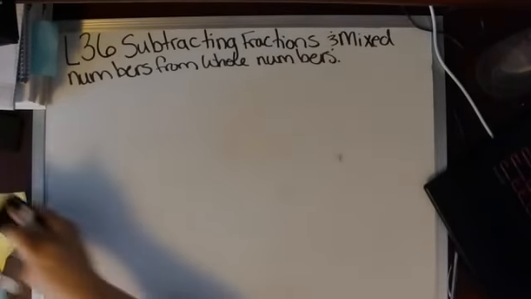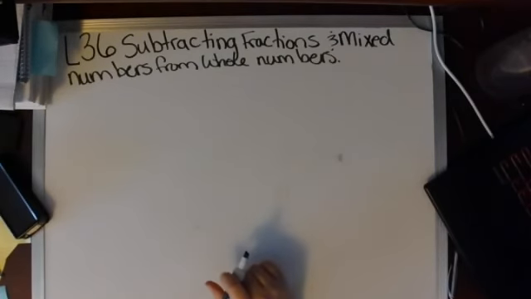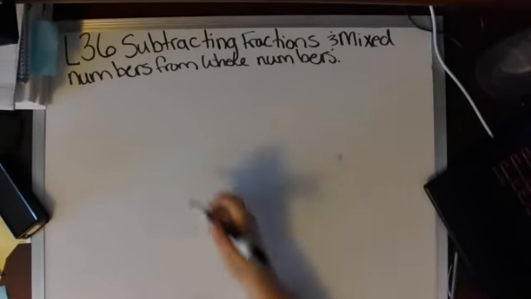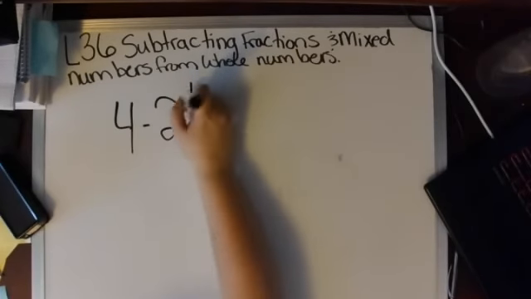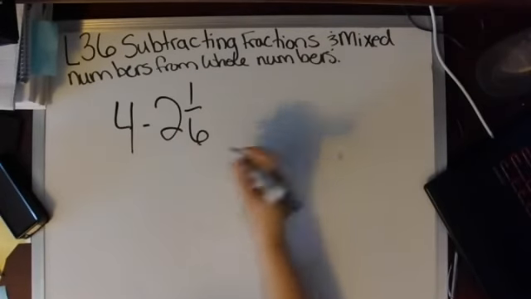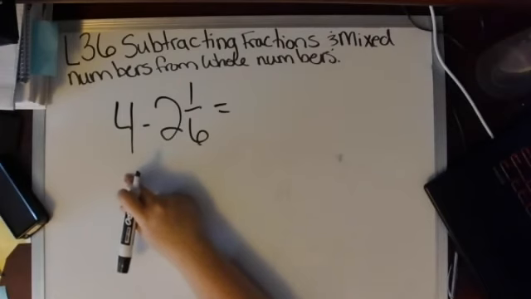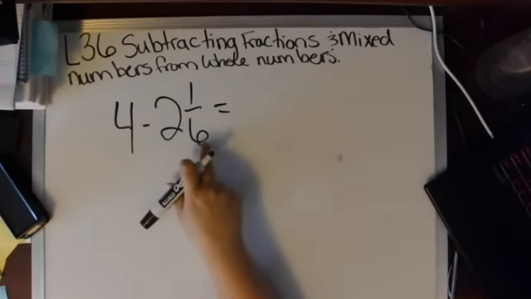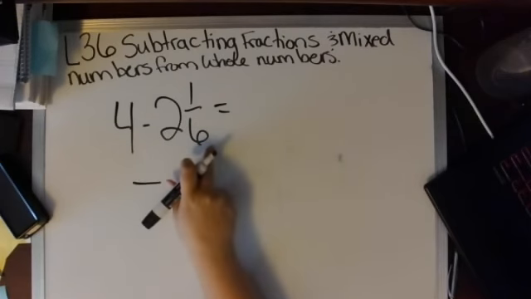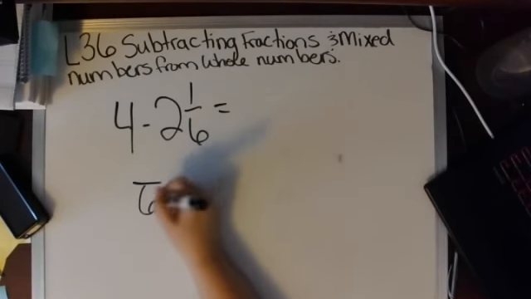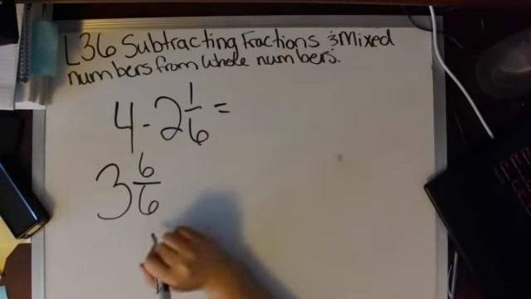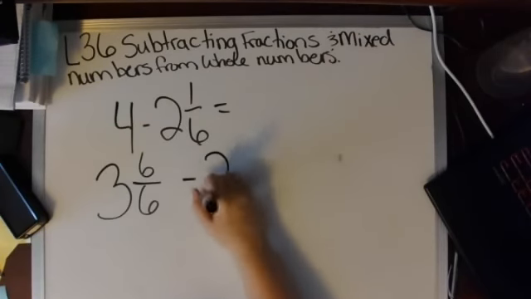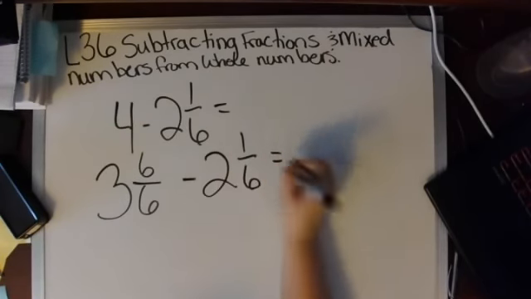Okay, let's look at one more. The last one we're going to look at is 4 take away 2 and 1/6. Again, this is a whole number. We need to change it into a mixed number. How we do that is we look over here and see that there is 6 as your denominator, which means a whole would be 6 over 6. So this is 3 wholes and 6/6, take away 2 wholes and a 6th.